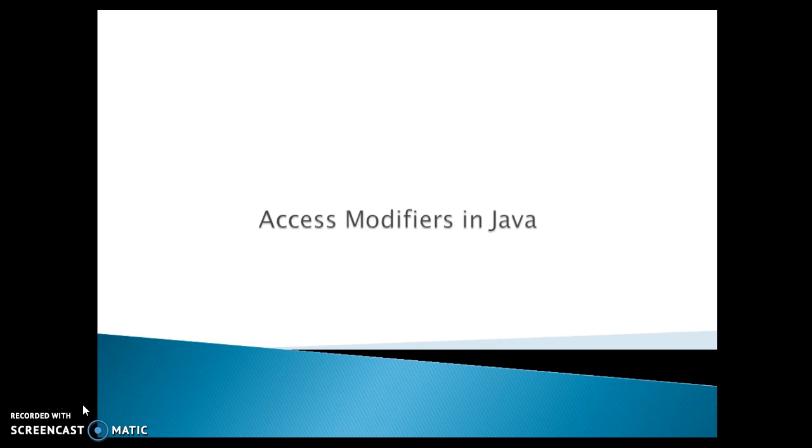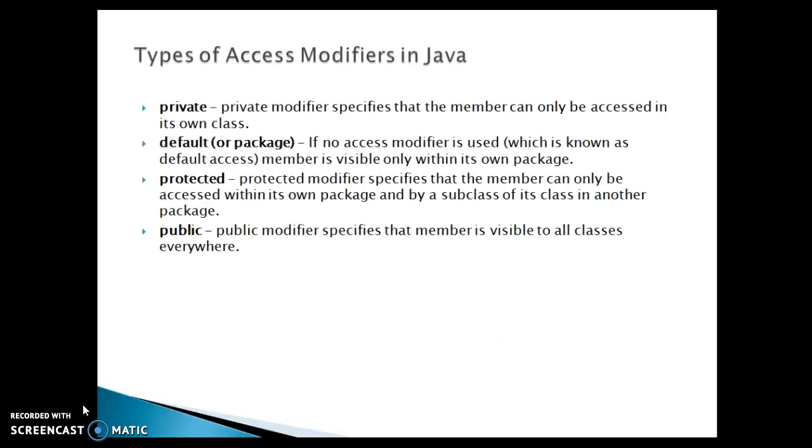Right, so in Java you have four types of access modifiers. First you have the private modifier, which specifies that the member can only be accessed in its own class. So if you mark a class member as private, then that member will be accessible within the class only.